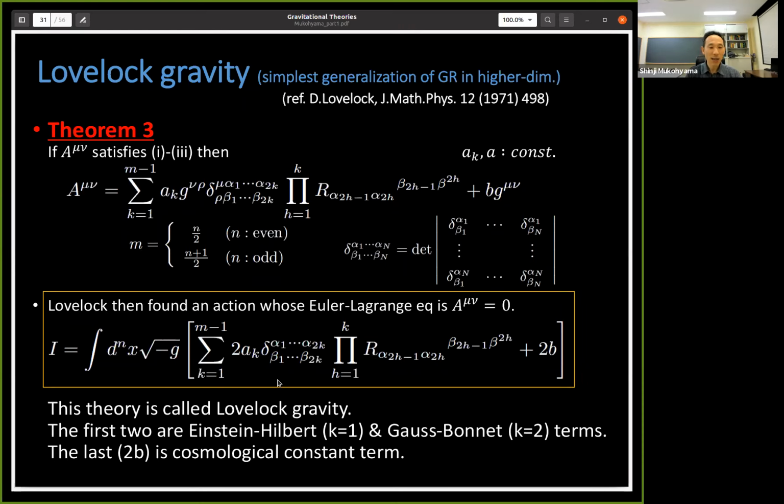Anyway, the theory that is described by this action and equation of motion is called Lovelock gravity, for obvious reasons. Lovelock found it. The first two terms in here are the Einstein-Hilbert term and the so-called Gauss-Bonnet term. The rest of them are called Lovelock terms, except for this cosmological constant term. So that's the end of this section.